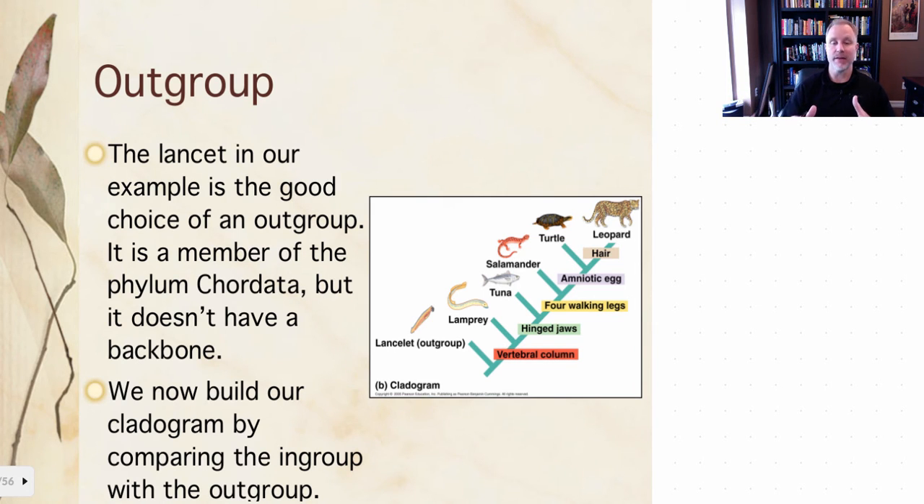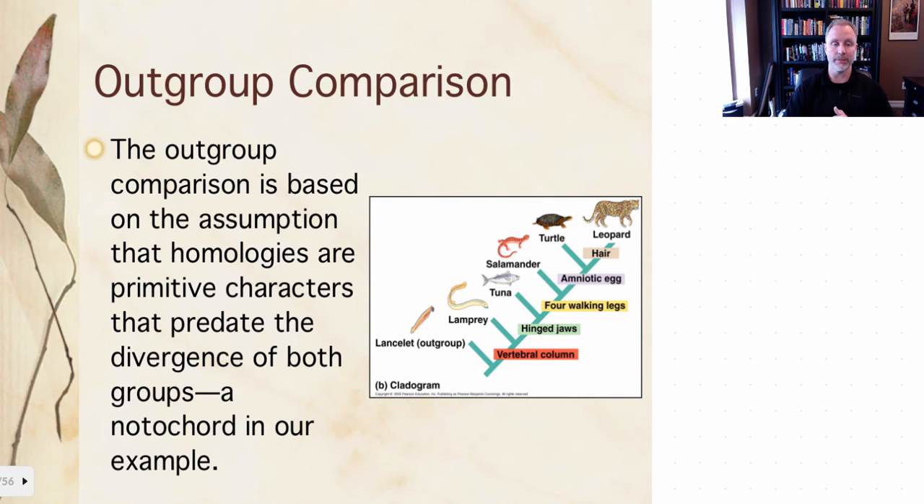It doesn't have any backbone. So the lamprey, the tuna fish, salamander, turtle, and leopard all have a backbone, and the lancet does not have that. So now we have this in-group and out-group comparison. And what we're going to do is look at and base our assumptions on the idea that all of these homologies are primitive characters that predate the divergence of these groups.